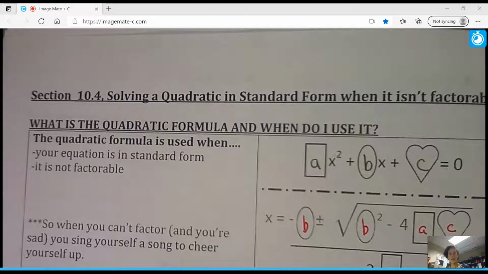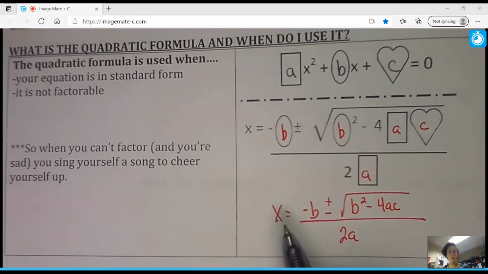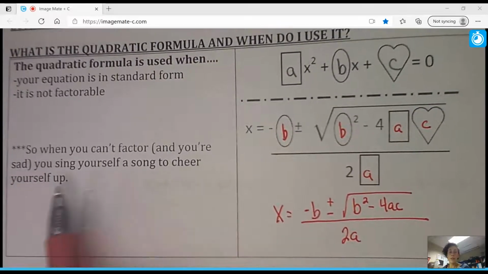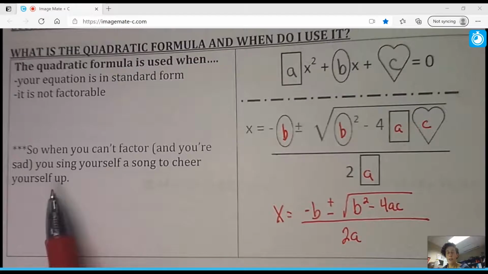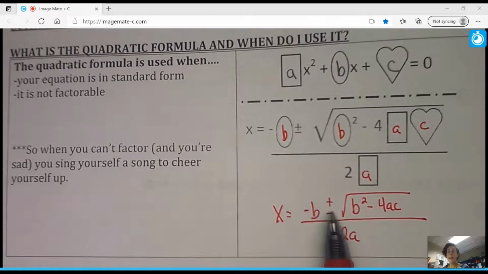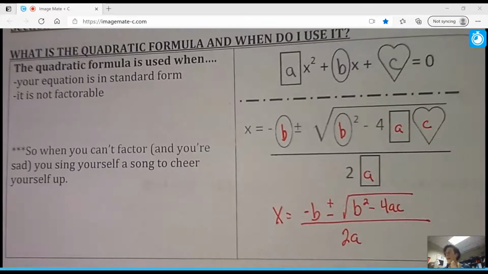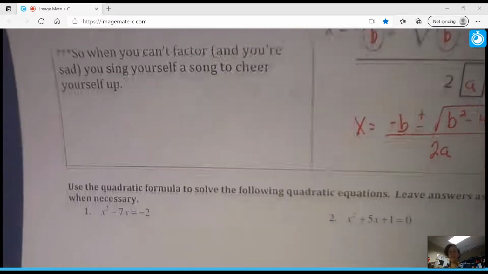So when you can't factor, you're a little sad, so you're going to sing yourself a little song, and now you get to hear the song. It goes to like Pop Goes the Weasel. So when you can't factor and you're sad, you sing yourself a song to cheer yourself up. And it goes x equals opposite b plus or minus square root b squared minus 4ac all over 2a. And now I sing that song and I'm going to cheer myself up.